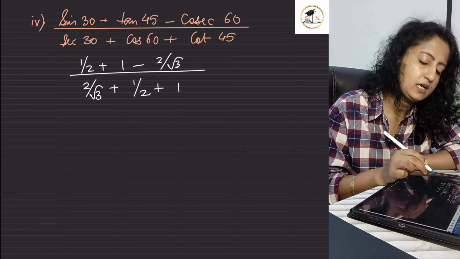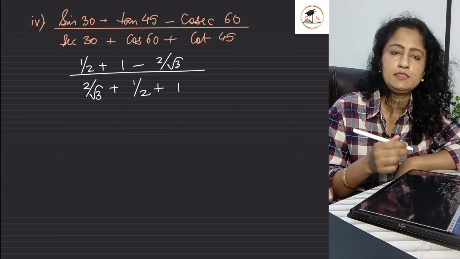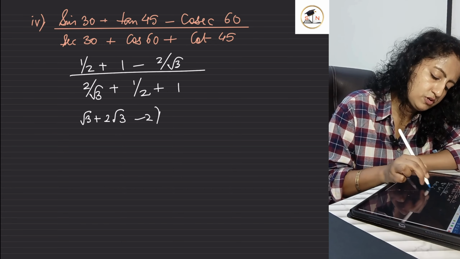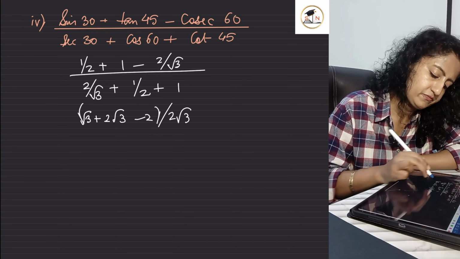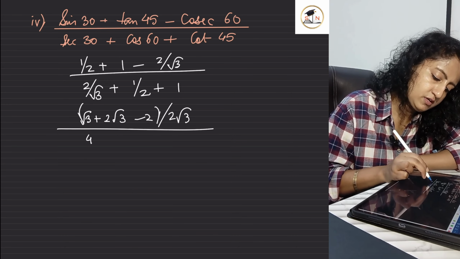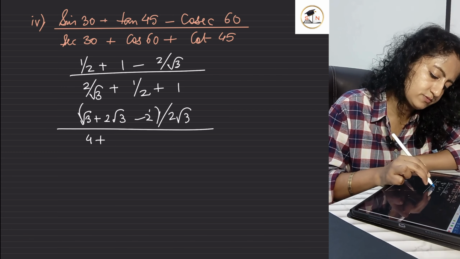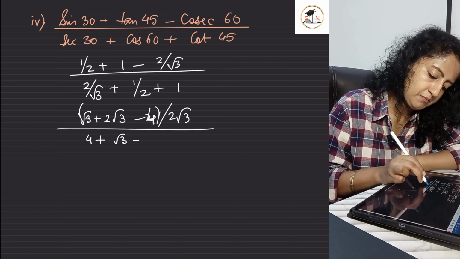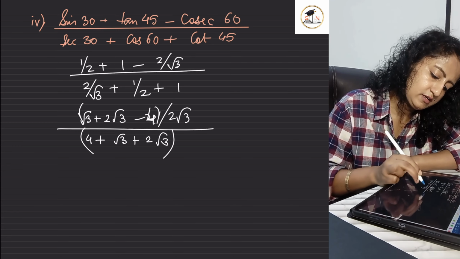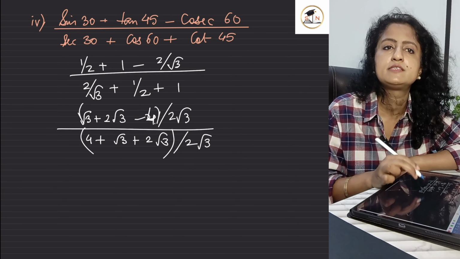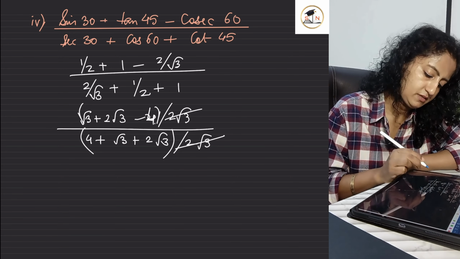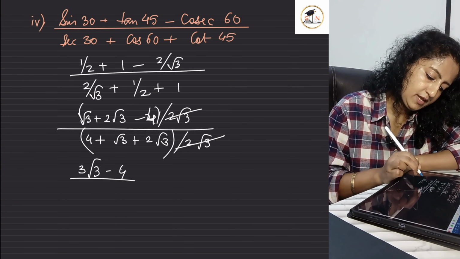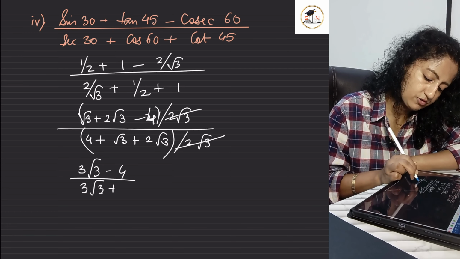So we need to solve taking up LCM in the numerator and the denominator. It comes out to be √3 plus 2√3 minus 2, and the denominator was 2√3 over 4 plus, oh yeah, it was supposed to be 4 as well. Right? So we have 4 plus √3 plus 2√3 divided by 2√3. Now over here we have same denominators got cancelled. Right? Kya milta hai hamare paas? 3√3 minus 4, and then we have 3√3 plus 4.